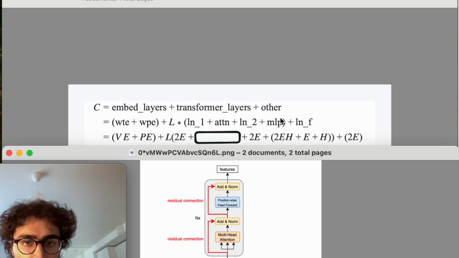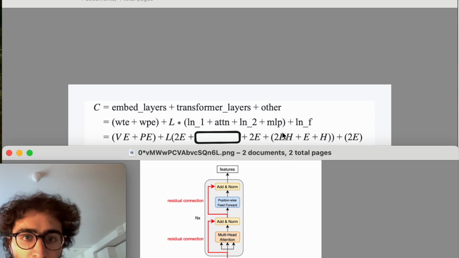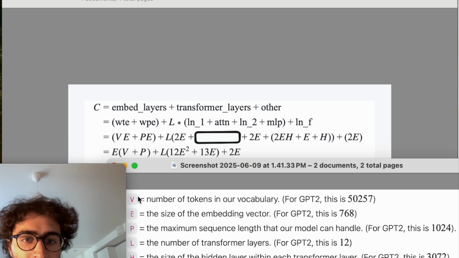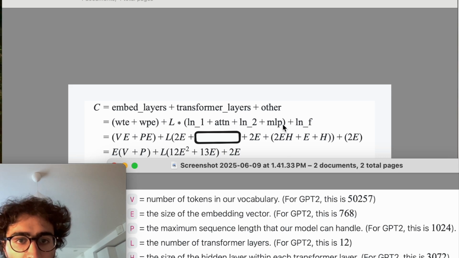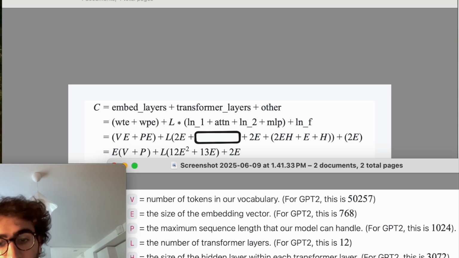And then we have our multi-layer perceptron. So it's 2EH plus E plus H. Why is this the case? So here's a table with all of the different values which I'm referring to in this calculation. So E, once again, is the embedding dimension, and then H is the size of the hidden layer within each transformer layer. So usually this is 4 times the embedding dimension.